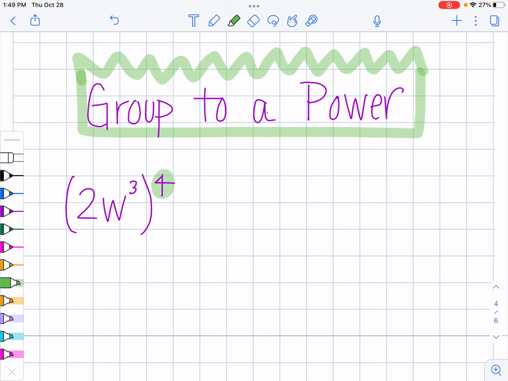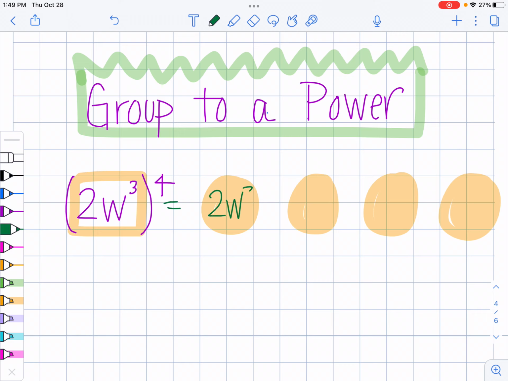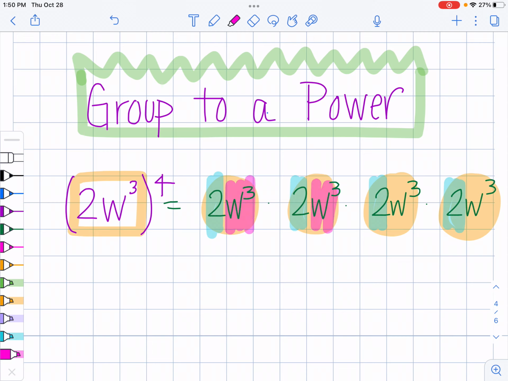I have to the 4th power, which means I'm going to take my whole group 4 times. So I have 1, 2, 3, 4 groups of 2w to the third, and I'm multiplying all of these together because I have 4 of these groups. So now, if I'm just multiplying these together, I have to multiply all my numbers. So all my 2's, I have to multiply, and then I multiply all my w's.